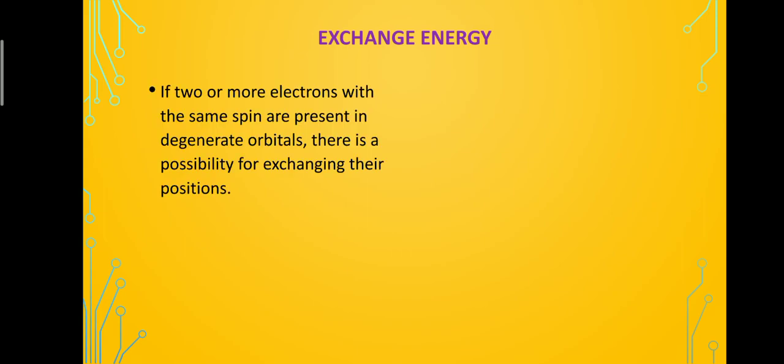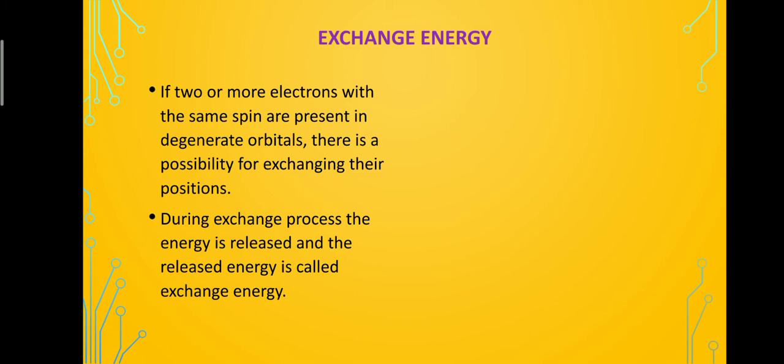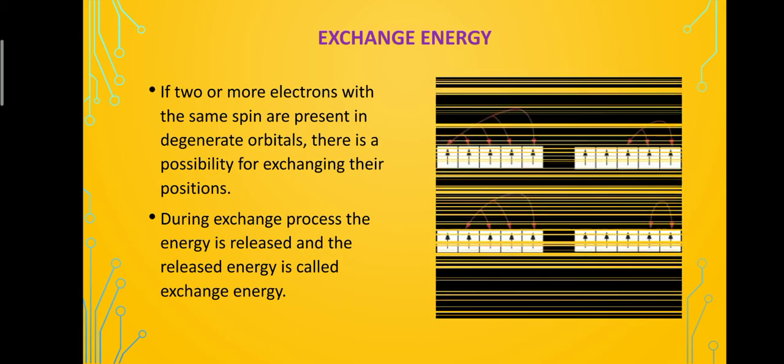So next one is the exchange energy. If two or more electrons with the same spin are present in the degenerate level, there is a possibility of exchanging their positions. During this exchange process, energy is released, and that energy is called exchange energy.